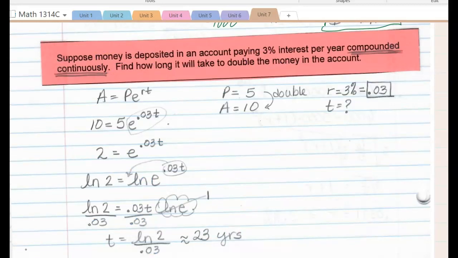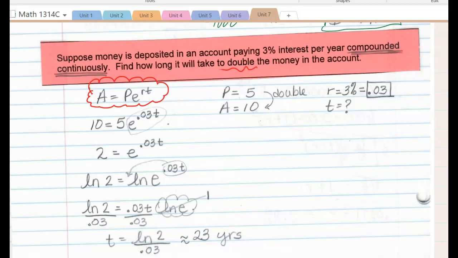Let's go to the second example. Suppose money is deposited in an account paying 3% interest per year compounded continuously. Our job is to find out how long it will take to double our money. So what we do know is that we're going to use APERT because we found the magic words that said compounded continuously.